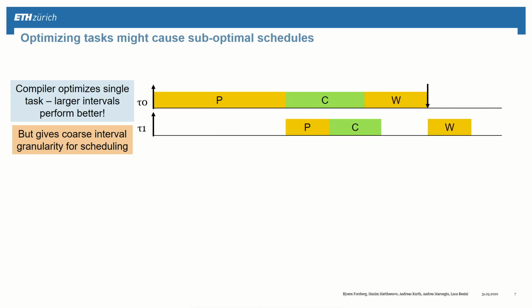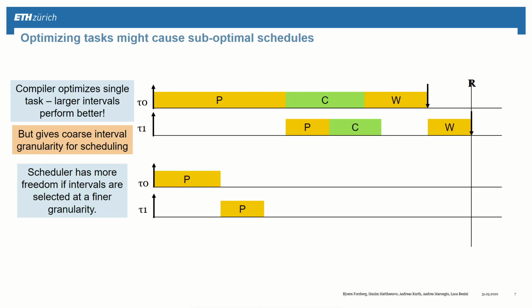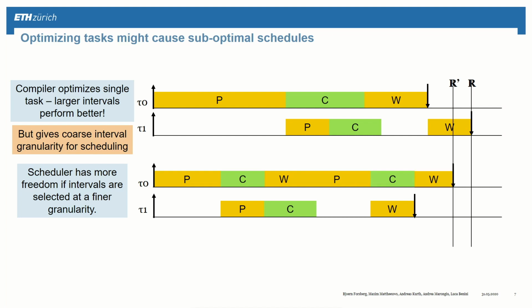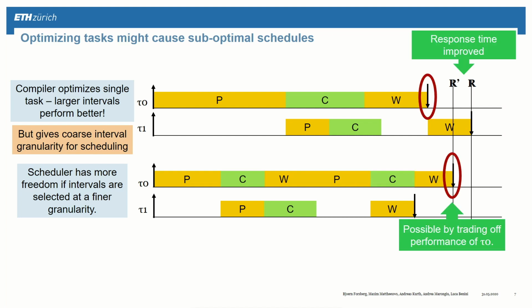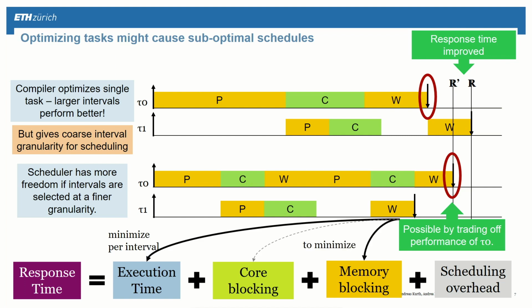This can lead to a case where we have a quite high response time and very low utilization considering tau 1. If we instead allow the scheduler to have more freedom by selecting smaller intervals in the compiler, we can have much less of this idle time and overall a shorter response time. So by improving the response time here, we traded off the performance of the single task tau 0. So again, going back to our computation of the response time, we see that if we minimize per interval execution time, we can also minimize the memory blocking time, leading to a tighter schedule and better response time.